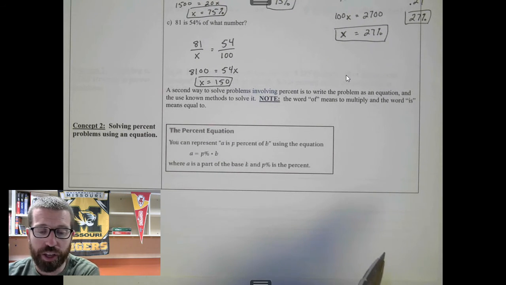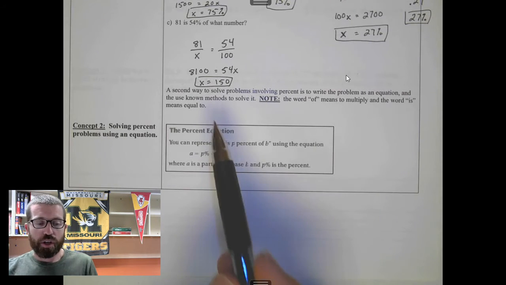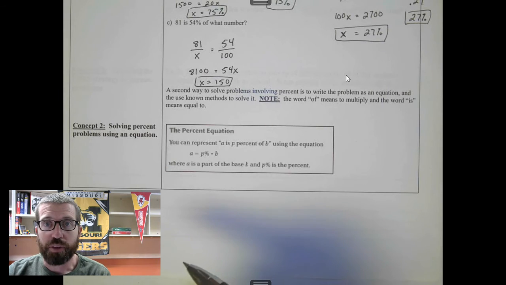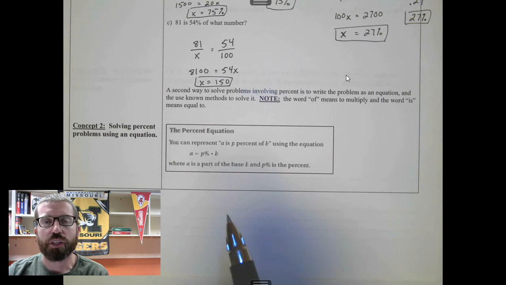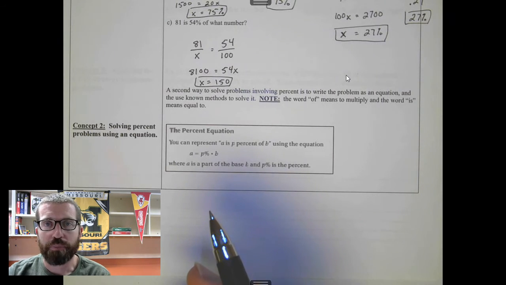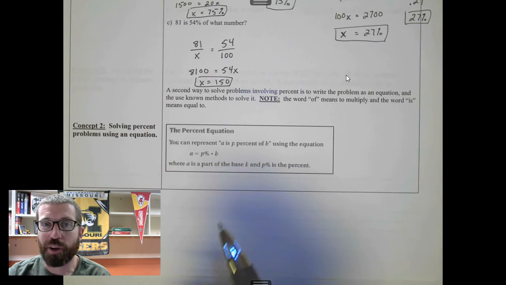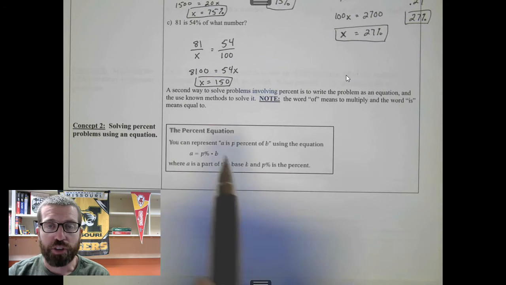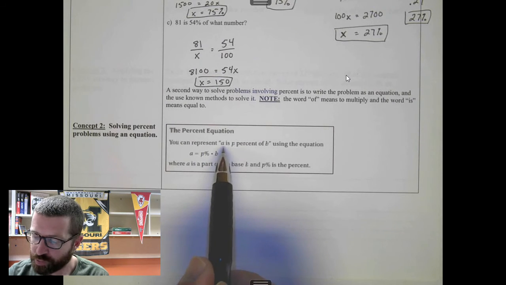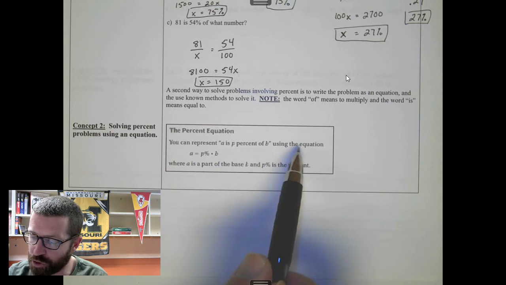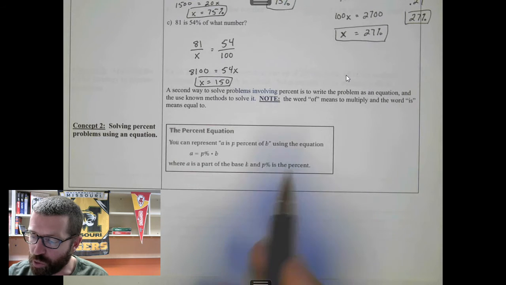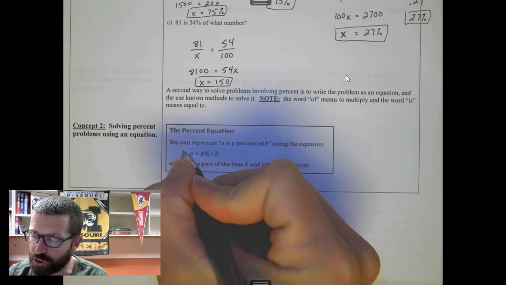Okay, so this is the other way of solving these. And this is I think the preferred method because it allows you to think a little bit more about what's happening with the percent each time. It also allows you to solve these problems a little quicker, which is a plus as you get further along in your math career. So we get this idea where if A is P percent of B, you can represent it using the equation A is equal to percent times B, where A is the part, B is the base, and P is the percent.